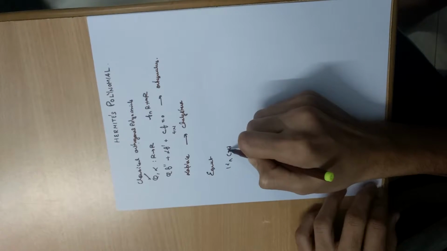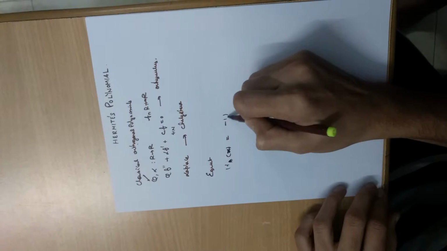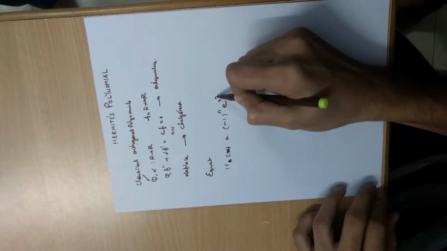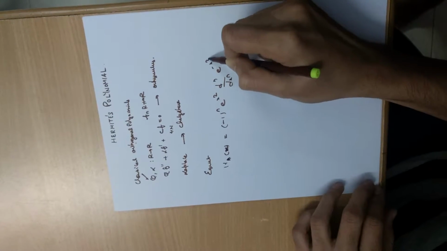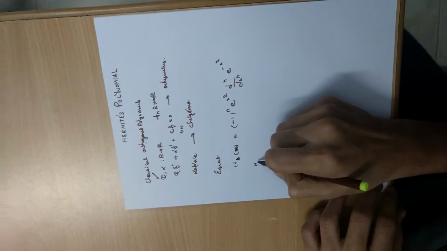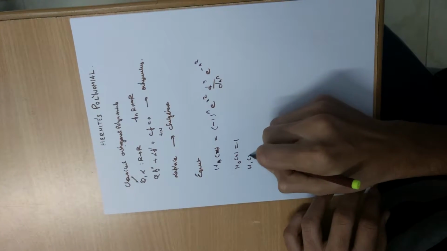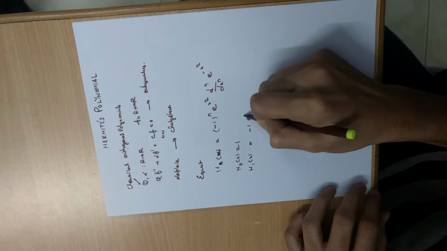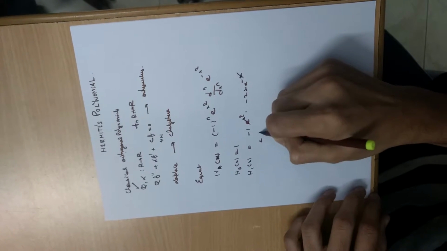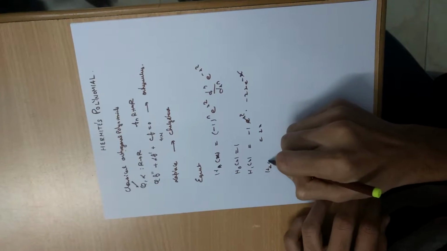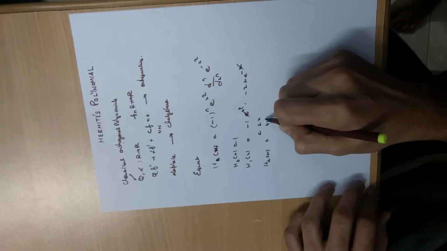the nth Hermite polynomial of x is nothing but minus 1 whole power n into e power x square into the nth derivative of e power minus x square. Now if you take n as 0, it turns out to be 1, and when you take n as 1, it comes out as e power x square into minus 2x into e power minus x square, which is nothing but 2x. Similarly, you have Hermite's polynomial defined for all n's.